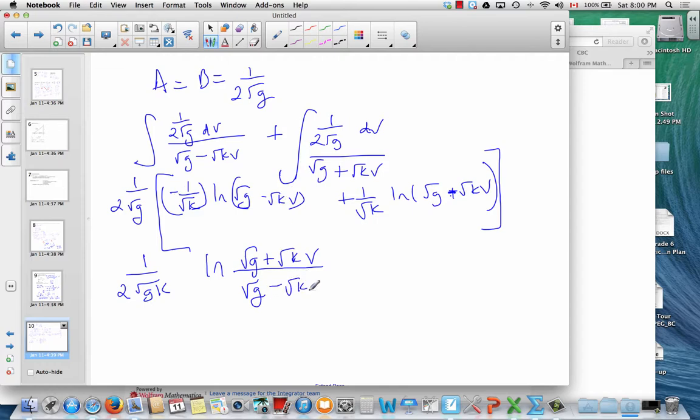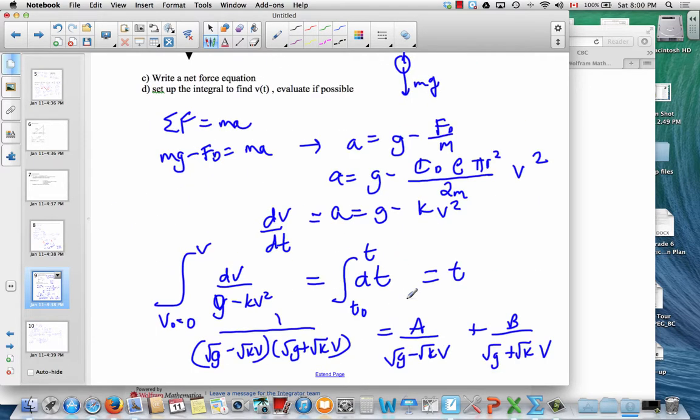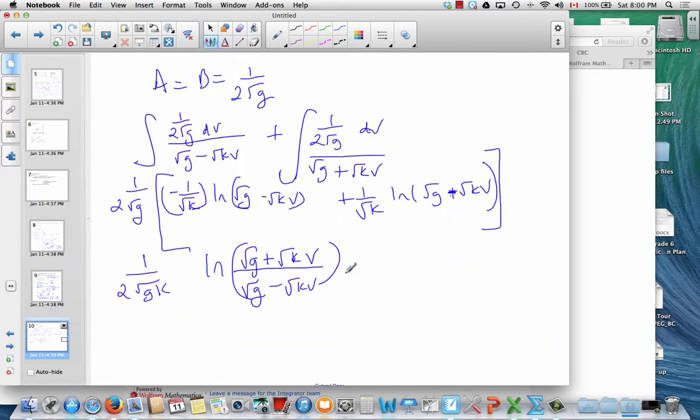And now all of that, of course, equals the stuff on the other side, the very nice integral that was just t here. Okay. And so now we want to solve this for velocity as a function of time.